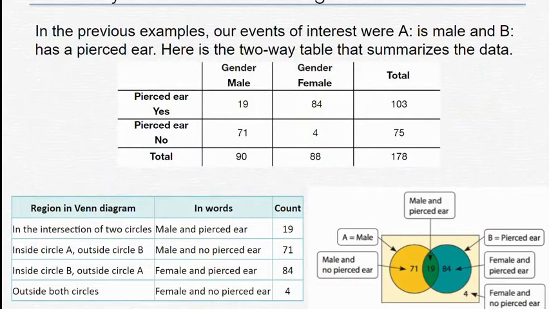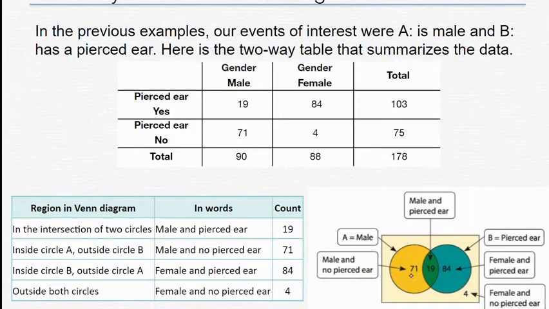So let's take a look at how to summarize this data from the two-way table and put it into a Venn diagram. Always start in the center of the Venn diagram. There are 19 people who are both male and have pierced ears. So they go in the middle. Anyone who is male but does not have pierced ears is going to go in this yellow circle here. There are 71 people who are male with no pierced ears.